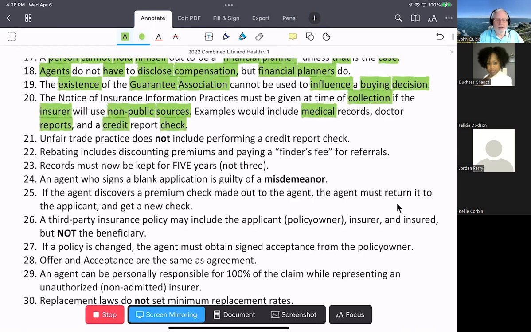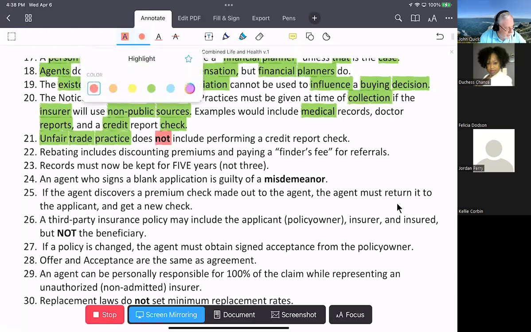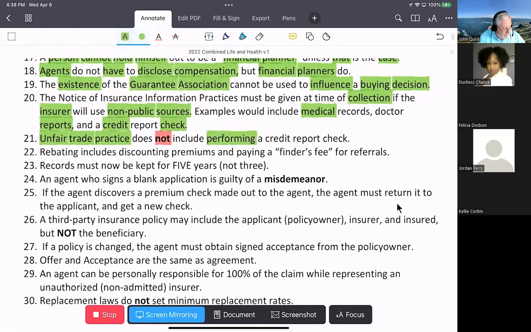Now, unfair trade practices does not include getting a credit check. They can do that. So there's probably some other unfair trade practices like denying a claim arbitrarily or making you sue them 3 or 4 times for the same information. But just getting a credit check is not considered unfair trade practice.